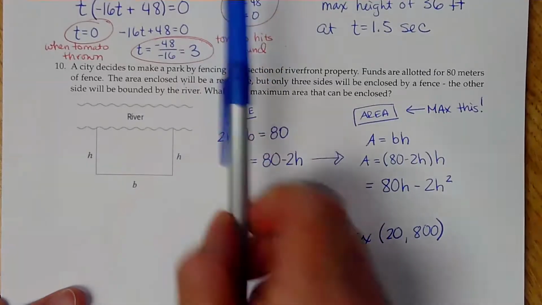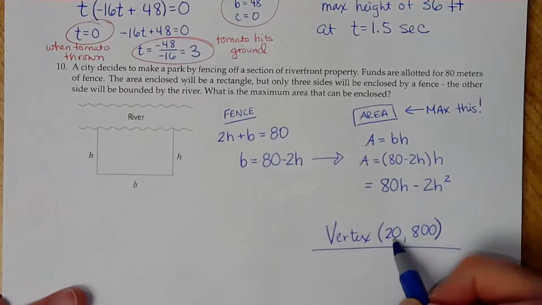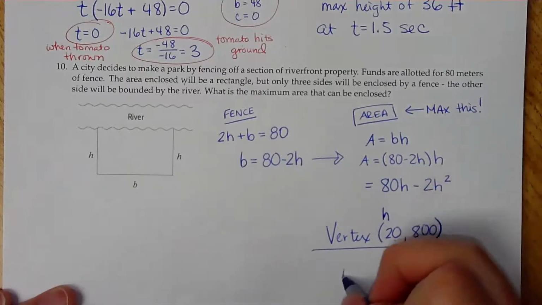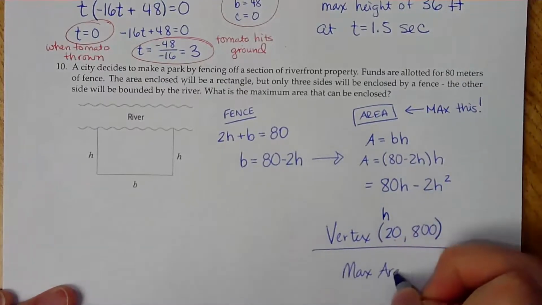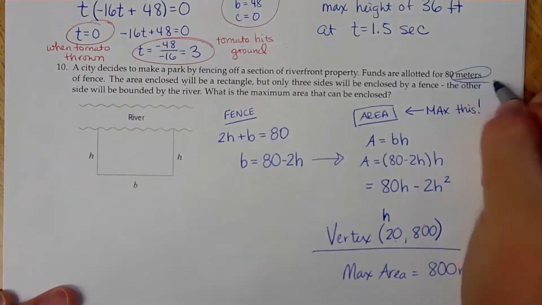All right, so I wrote down the vertex we got from there. This says if h is 20, so we know our h, then our max area is 800 meters squared, since we are in meters here.